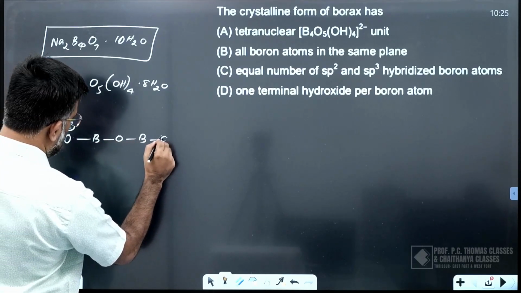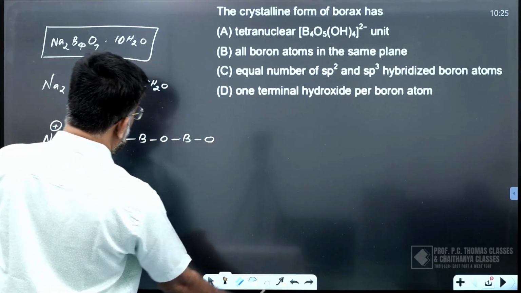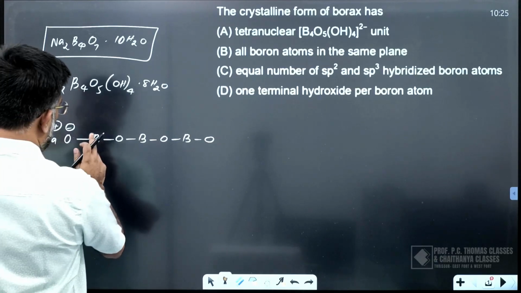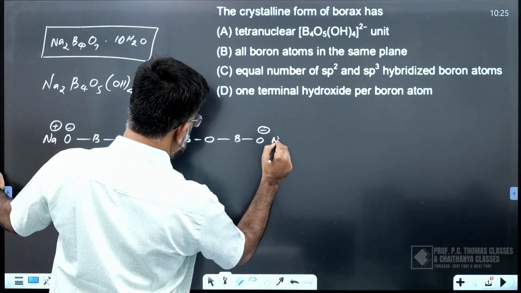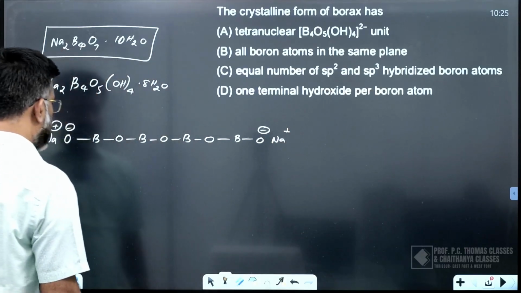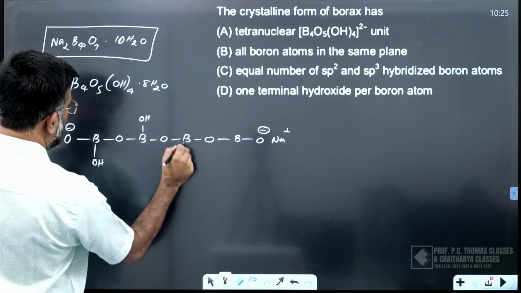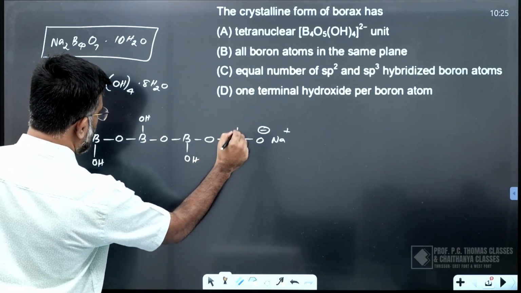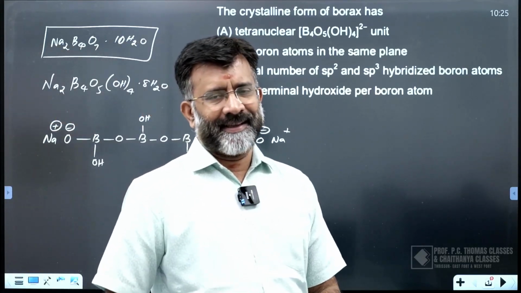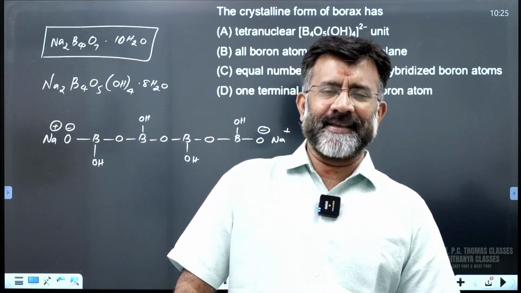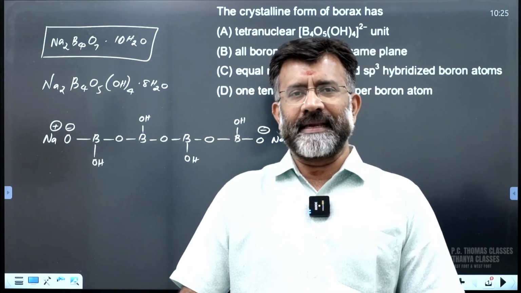How many borons? 4 borons. 1, 2, 3, one more boron and oxygen. This is the linear format where each boron you can give OH. This is the linear format of borax. In fact, it doesn't exist like this in a long chain. Definitely we'll go for a cyclic system.